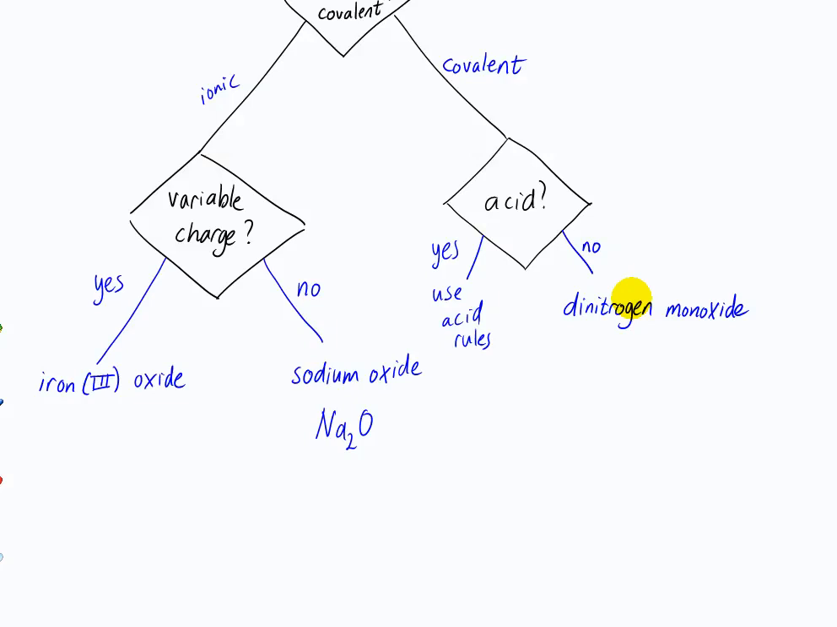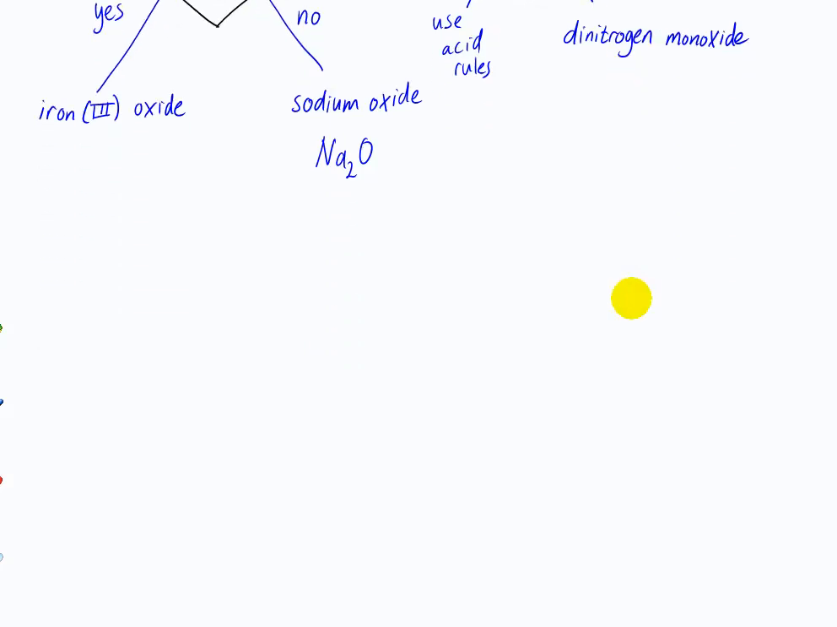Okay, should we try a couple more and then get into some mastering chemistry stuff? Yeah. Okay. So I'll give you some to name, and then you can have some to write the formula for. What do you call that one? Yeah, so how would you name it?